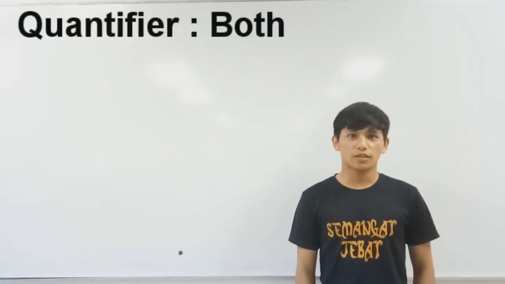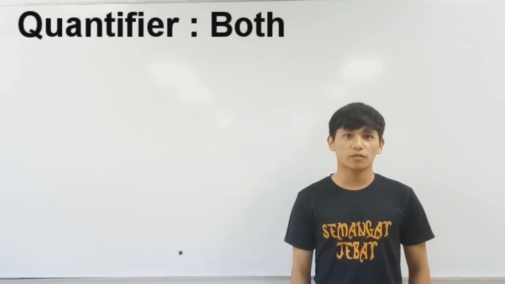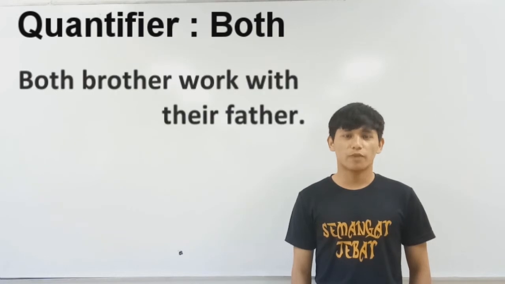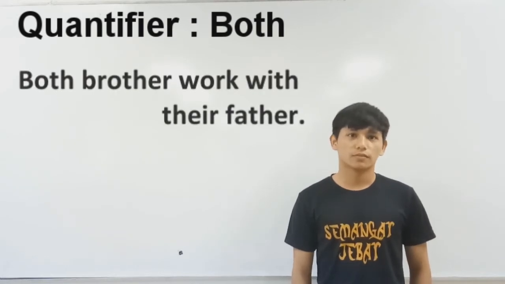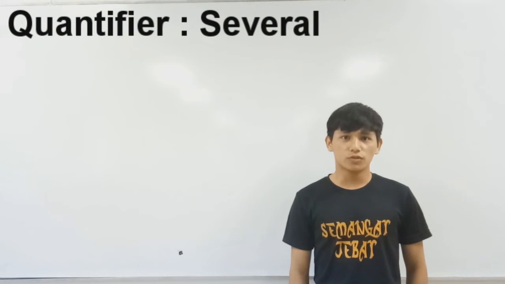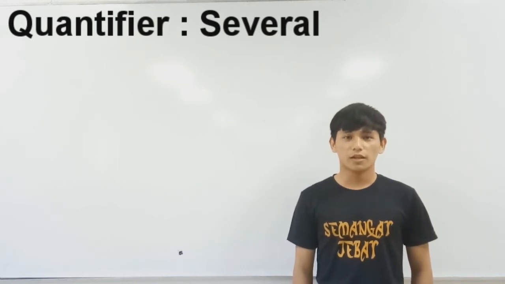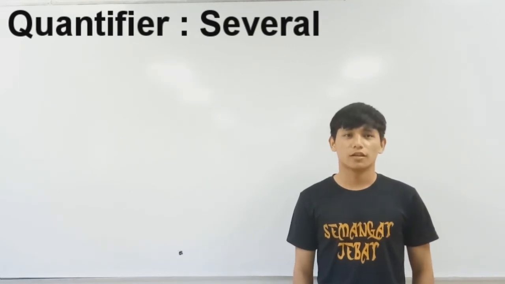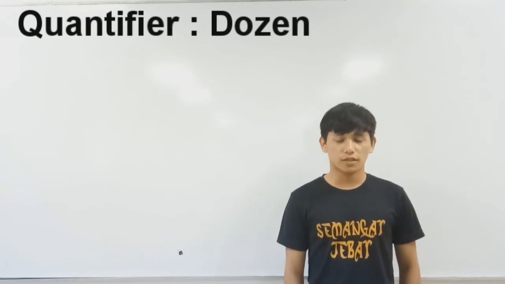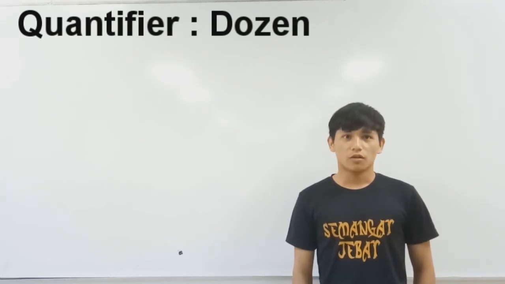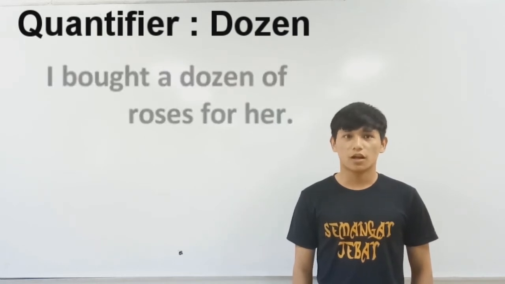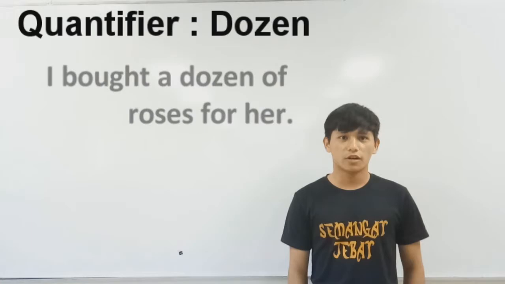Second, both is used to refer to two particular people or things. For example, both brothers work with their father. Third, several is used to express more than one, but less than a lot. For example, there are several books in our library. Last, dozen is used to state the number or amount of something when a definite number is not provided. For example, I bought a dozen roses for her.